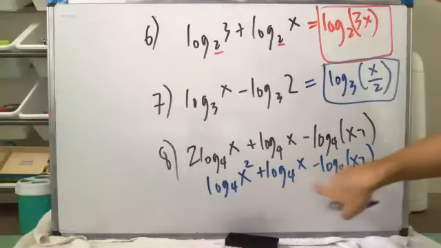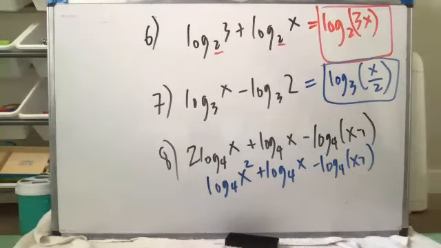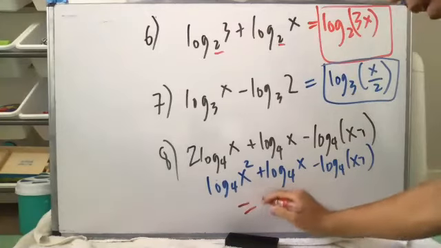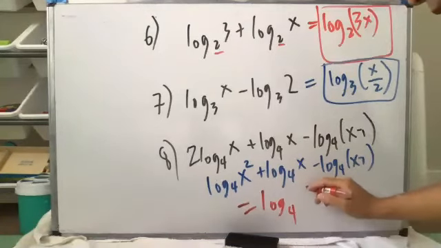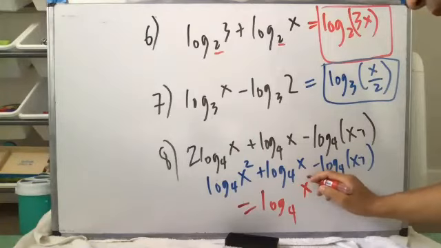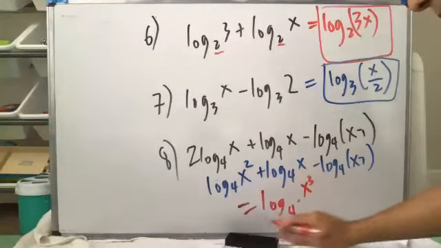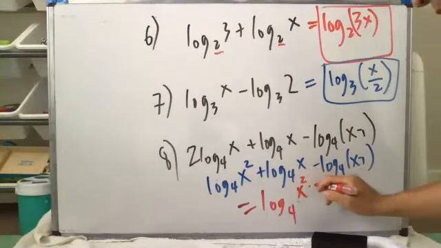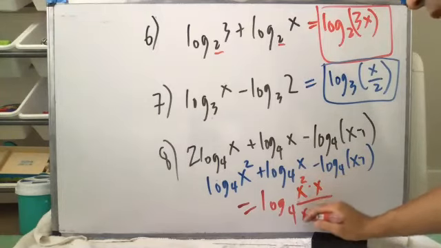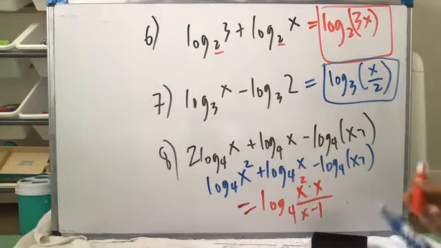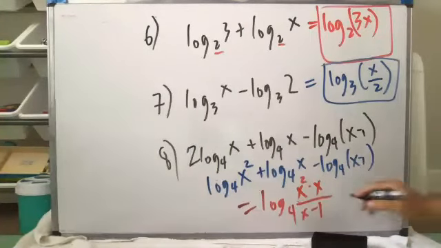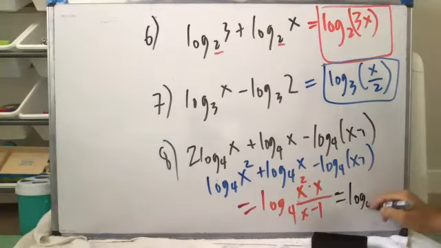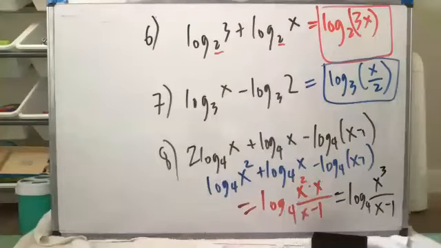So now I have an addition and subtraction that's going to become multiplication and division. So it's going to end up with log base 4 of x squared times x is x cubed. Let me do it one step at a time. This is x squared times x over x minus 1, which is x cubed on the top. Log base 4 of x cubed over x minus 1. So this is your answer here.